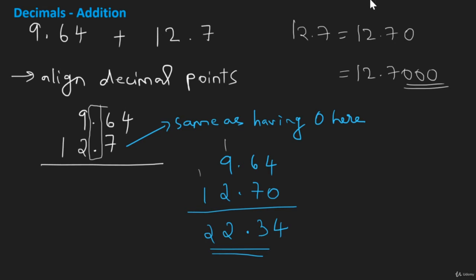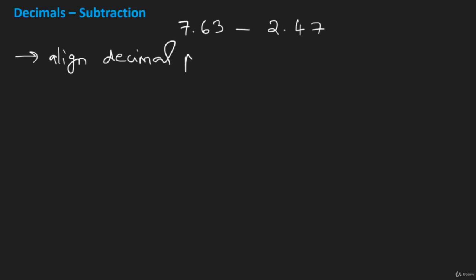Alright, let's try to do a subtraction involving decimal numbers. Say you want to do 7.63 minus 2.47. Again, the point to keep in mind over here is you have to align the decimal points. Let's do that. So I write it like this, and then you just subtract the numbers.